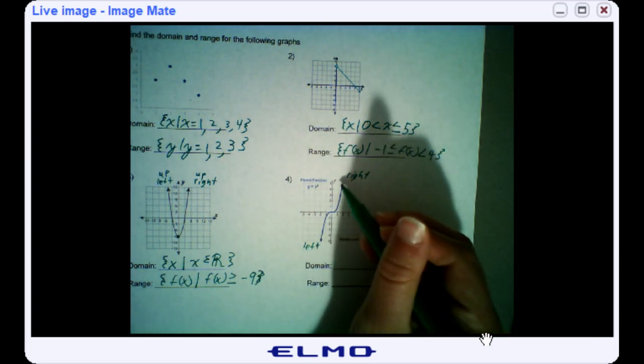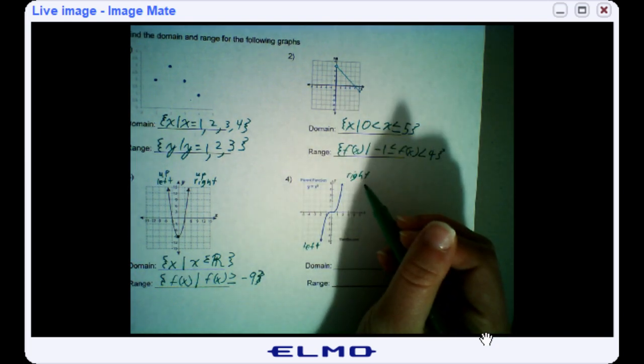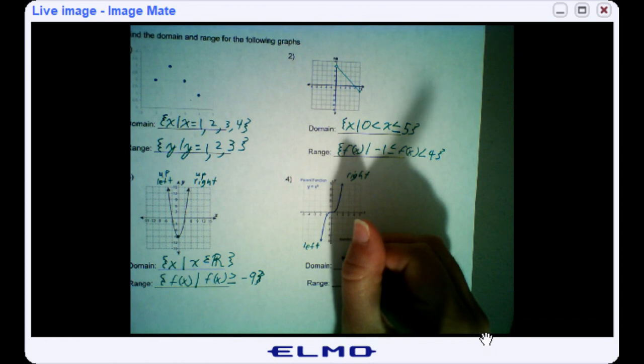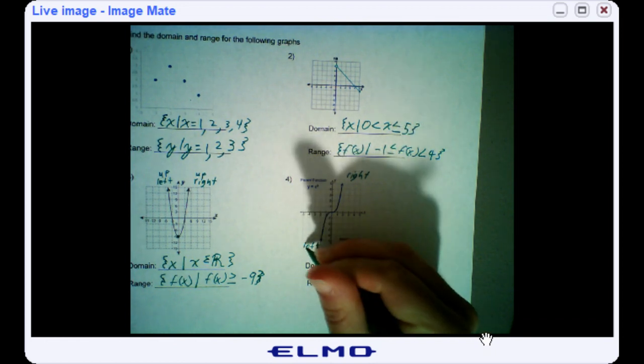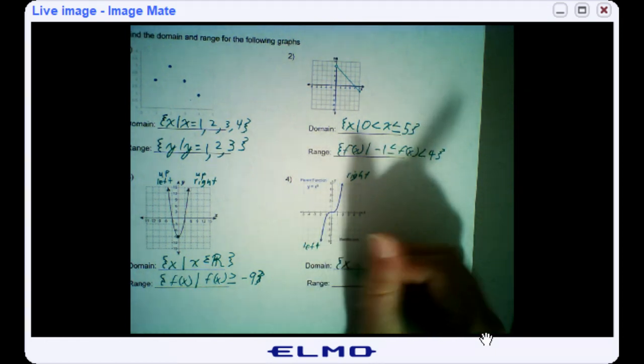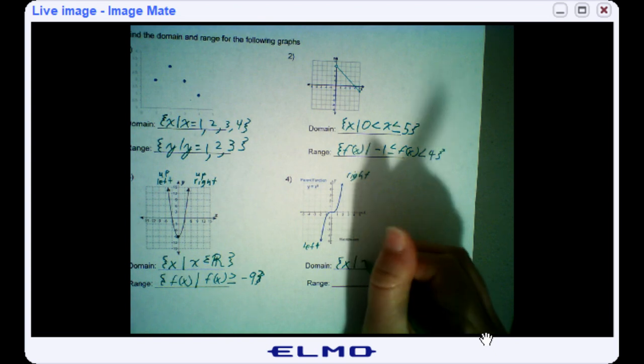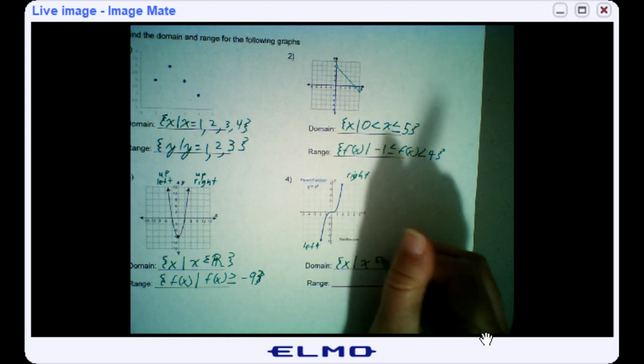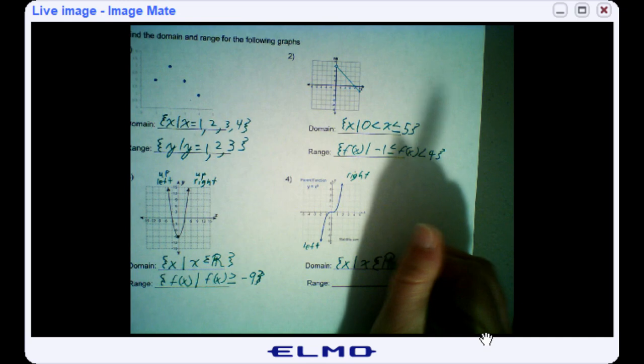I also have an arrow that points right, so I can always go right. Because I can always go left and I can always go right, my domain is going to be x, such as x is an element of all the real numbers.